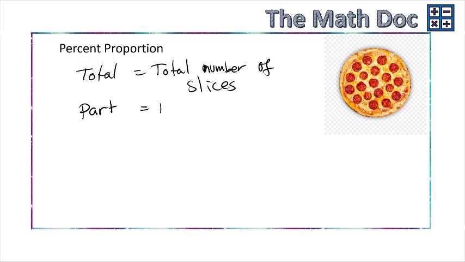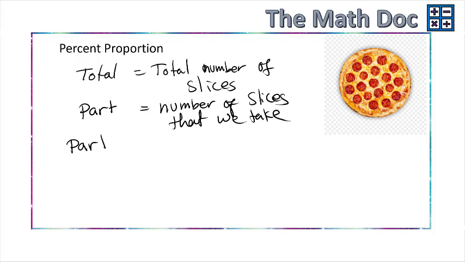We're going to take part of the whole of the total number of slices. So this will be the number of slices that we take or eat or whatever or serve. Okay, now that ratio, we can have a ratio of the part to the total, right? This is just the number of slices we took out of the total number of slices.